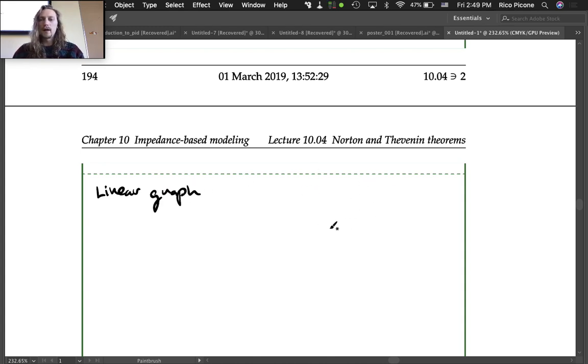And we've got ground here, maybe. Ground, and we've got a voltage source, Vs. We've got a resistor, R1. And we've got another resistor, R2, which is the output resistor. This is where your output is coming out of, from the node between R1 and R2, and then here.